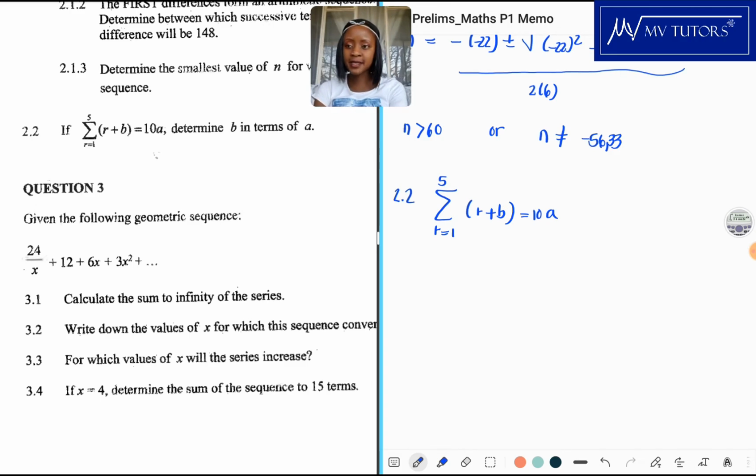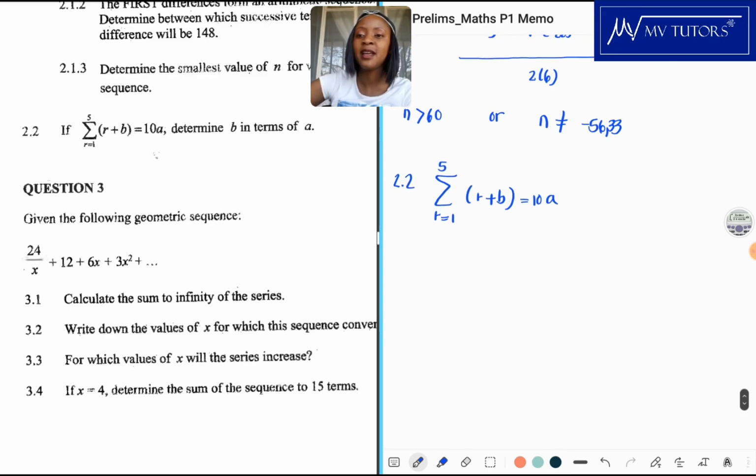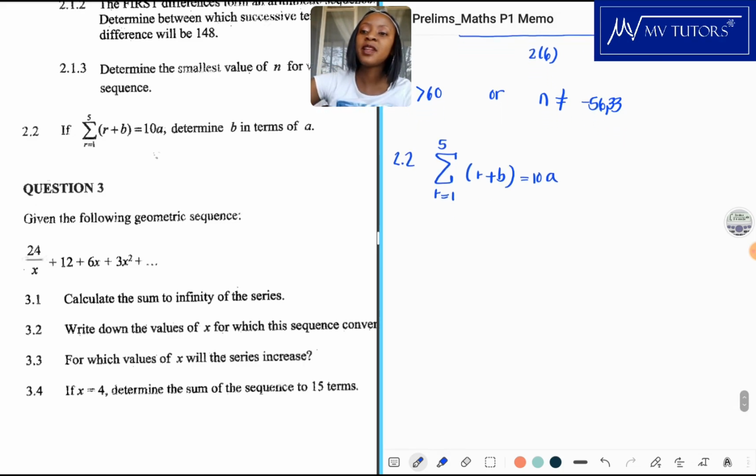So we have the sum, right? Now it says determine B in terms of A. Because I see here I have only 5 terms to deal with, how do I know that I have 5 terms? By the way, this is the summation sign. Basically it's saying if I keep adding R plus B for the first term, second term, third term, fourth term, fifth term, I'm going to get an answer of 10A if I add all those things up. So how do I know the amount of terms I have? Well, n, the number of terms, is the top term, 5, minus this 1, and then we add 1. So I have 5 terms.